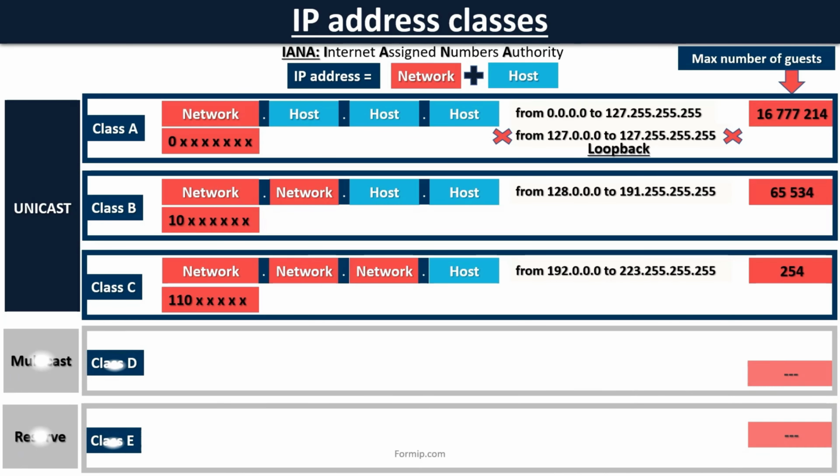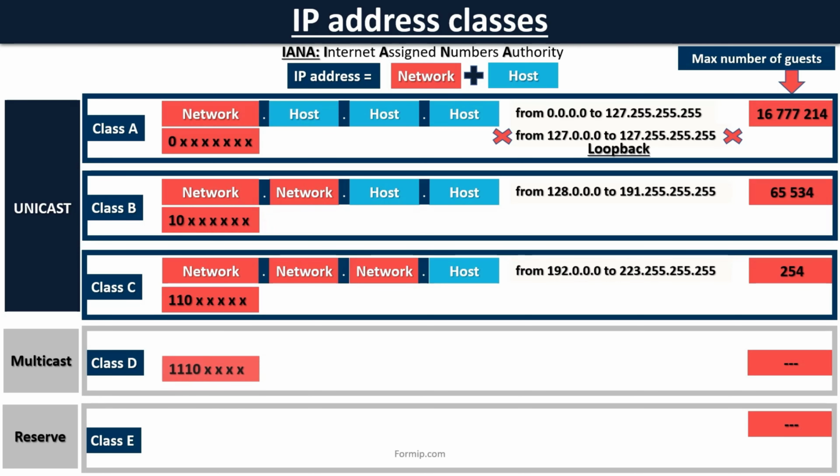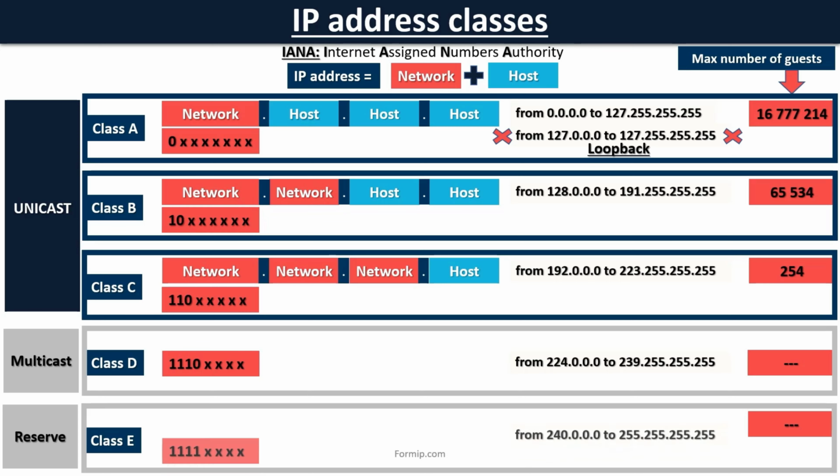So there are also 2 other classes which are not intended for IP hosts. Class D is dedicated to multicast applications, for example for streaming. It must begin with the binary 1110, and therefore goes from 224 to 239. And Class E is reserved by IANA as an experimental address block. It starts with 1111 and goes from 240 to 255. Class D and E IP addresses are special cases. They are never assigned to hosts.